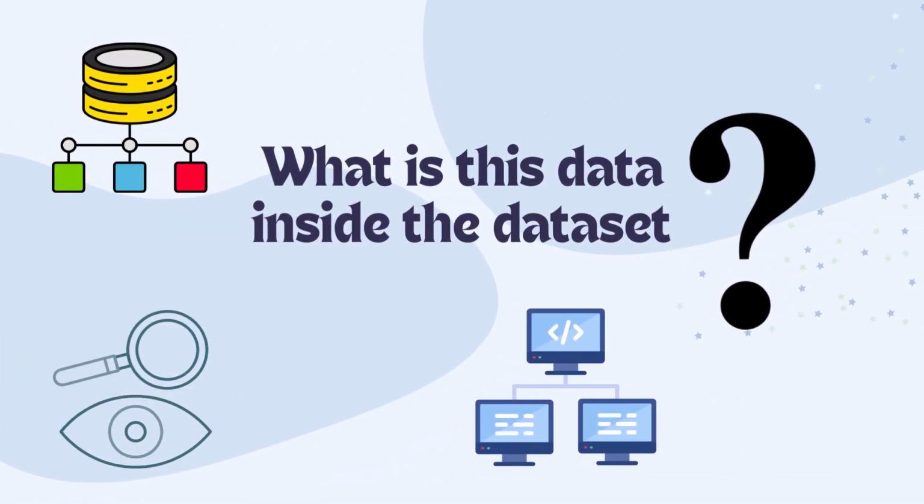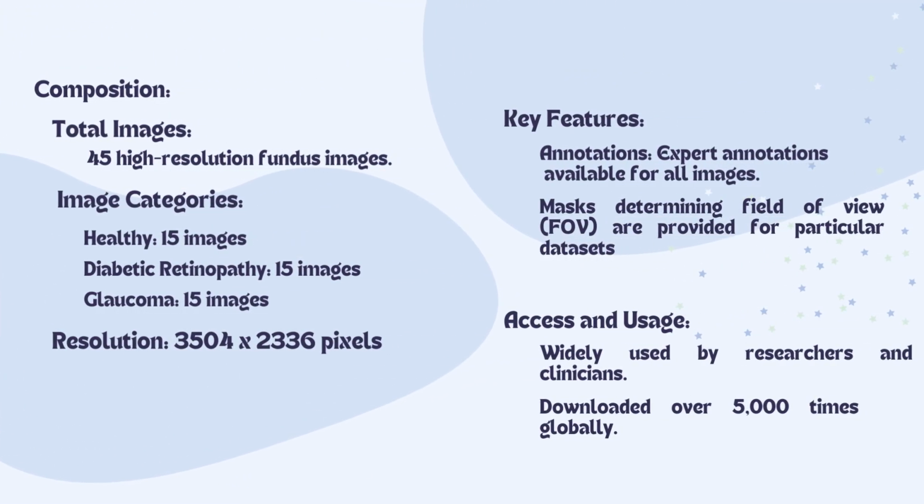So far, it was the overview. Now, let's deep dive into the dataset and find out more. This dataset contains a total of 45 high-resolution fundus images, with 15 images belonging to each category, with a resolution of 3504 by 2336 pixels. The key feature of this dataset is that all images come with annotations. Also, the masks determining the field of view are provided for particular datasets. This is done to selectively capture or analyze specific areas of an image, enhancing focus on regions of interest while excluding irrelevant parts, which is crucial in medical imaging.